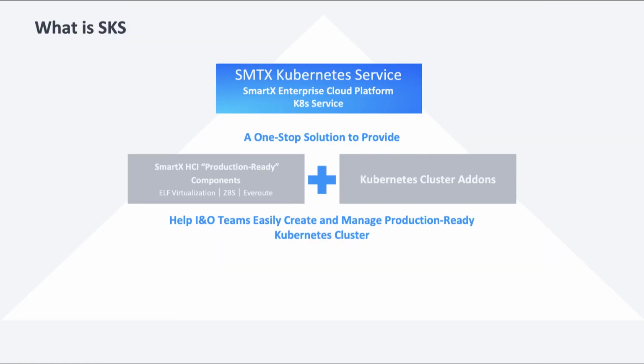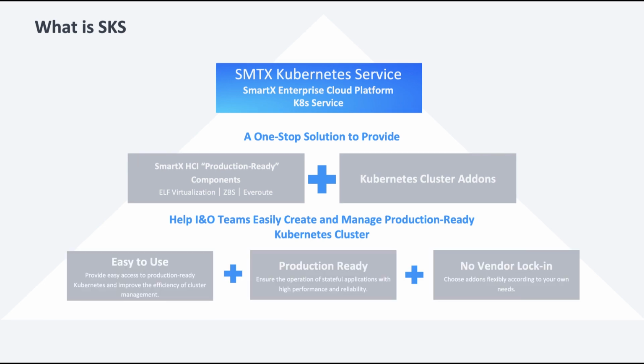Through the above features, IT operation and maintenance team can easily deploy and manage production-level Kubernetes clusters, reduce the difficulty of enterprise cloud-native transformation, and accelerate the application modernization process. According to the previous introduction, we could know that SKS has the following three major characteristics: easy to use, production ready, and no vendor lock-in. Next, we will introduce these three major features.